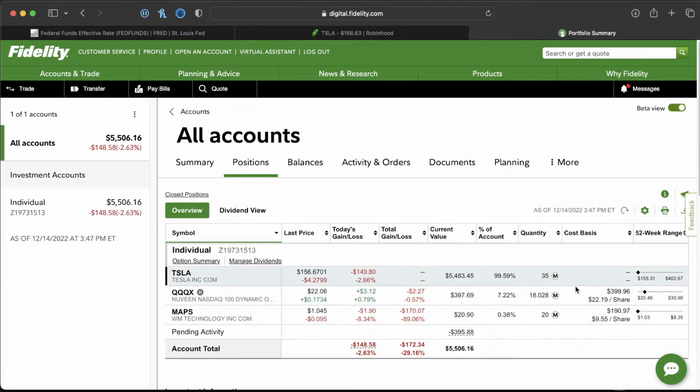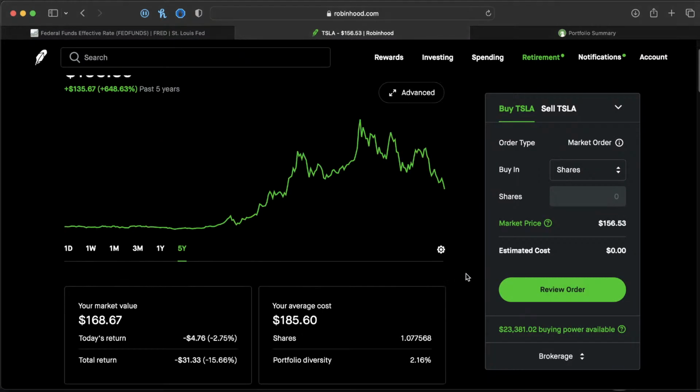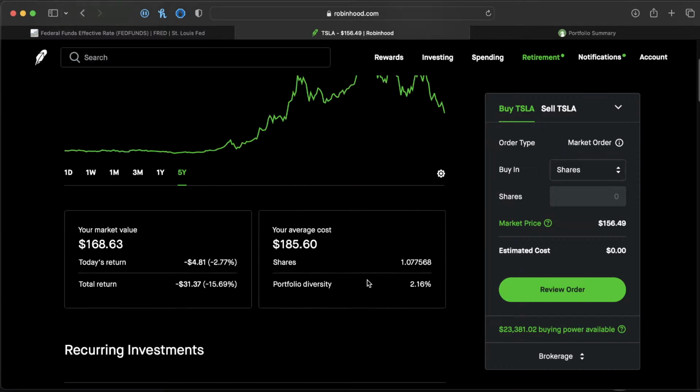QQQX is at 18. I might buy a little bit of that, but that one's not down today. But I want to pick up some more Tesla. I've got 35 shares on here. I've been dollar cost averaging 100 a week into the Robinhood. Meditating on buying some Tesla.